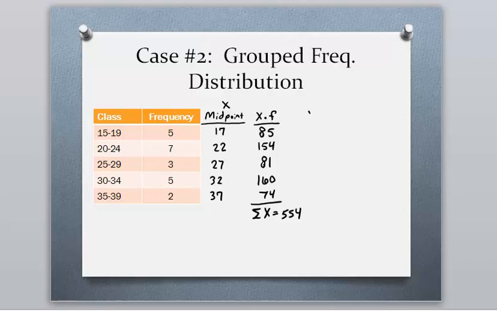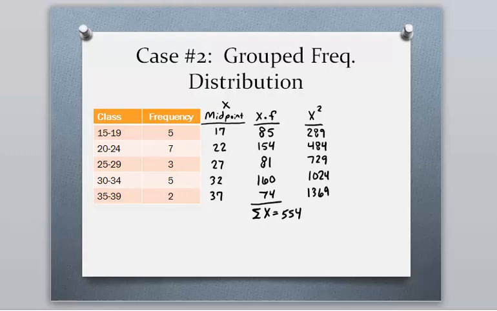So I'm going to add a column for x squared. And we're going to square the 17, which is 289. We're going to square the 22, which is 484. We're going to square the 27, 729. Square the 32, 1024. And square the 37. So 1369.